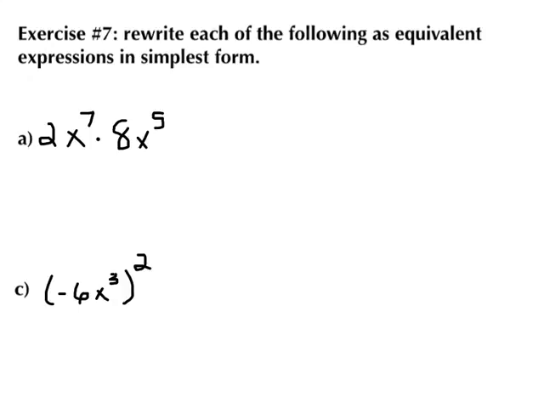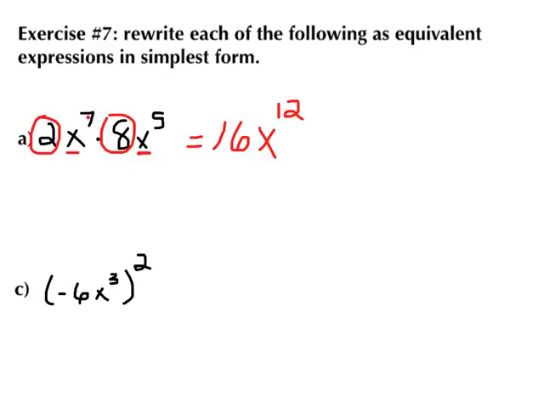Let's look at exercise 7. We're going to rewrite each of the following as equivalent expressions in simplest form. We're not going to go ahead and write them all out. What we're going to notice is that we can multiply my coefficients, or my large numbers, 2 times 8, which is going to give me 16. So multiply my coefficients, and just like in exponent rule number 1, we have the same base of x, so we're going to be able to add 7 and 5, which gives me 12. Now, the only reason we can add these together is because they had the same base, and their base of 5.